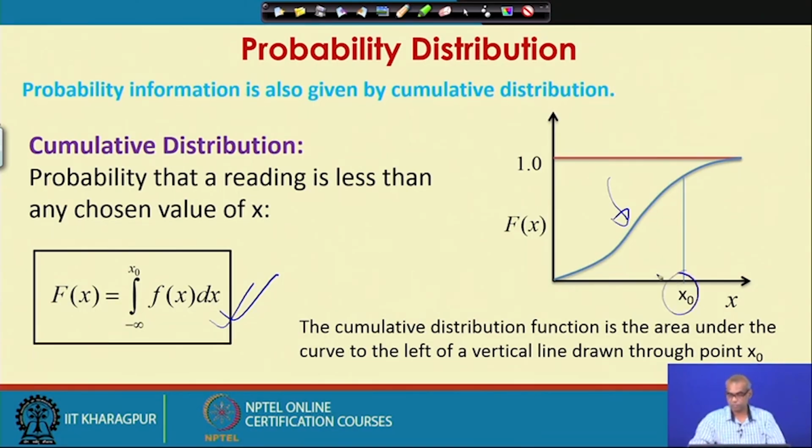Consider the point x 0, consider the value of the observation as x 0. So, what is the probability that a reading is less than x 0? For that, we find the area under the curve to the left of a vertical line drawn through point x 0. So, this area.